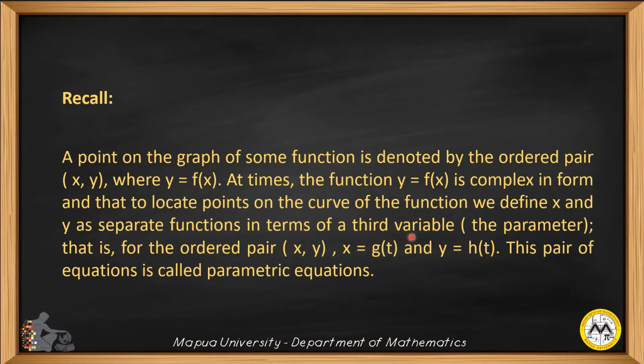The third variable is referred to as the parameter. Hence, the ordered pair xy will have x equal to g of t, and y equal to h of t, where t here acts as the parameter. This pair of equations is called parametric equations.